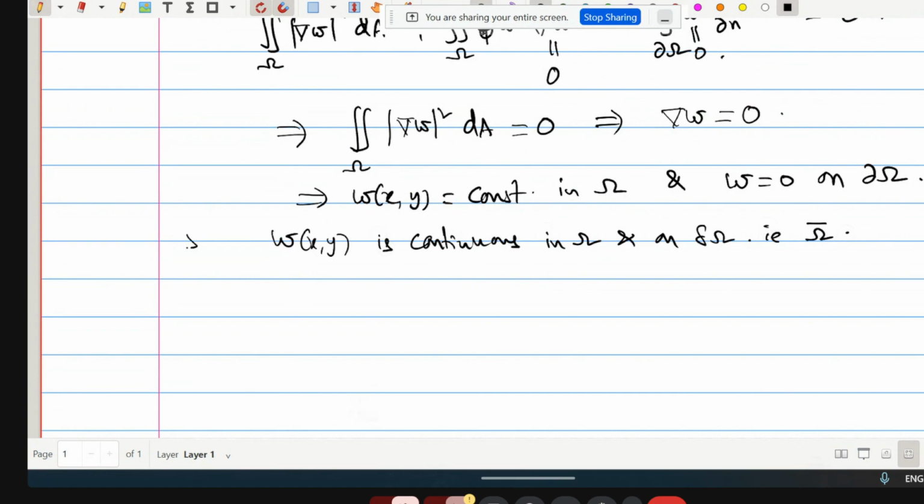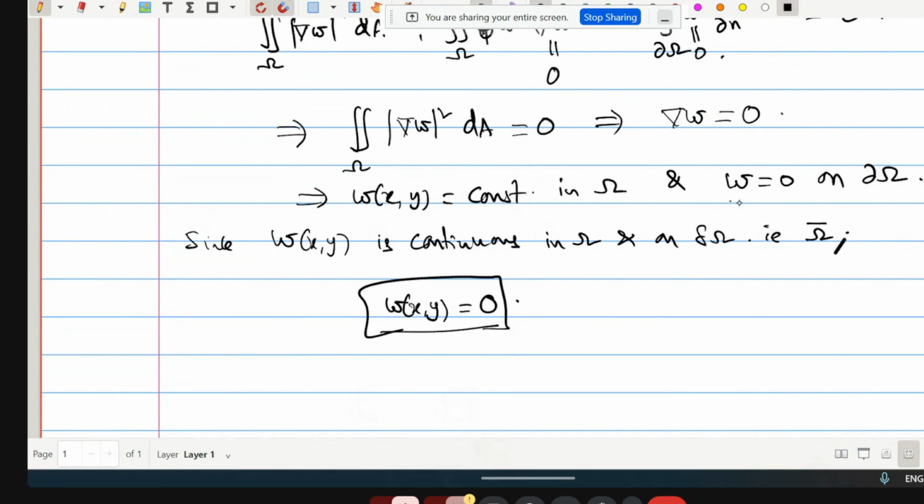Okay. So if W(x,y) is a constant, then it means any fixed number. So it is already continuous everywhere. If W(x,y) is equal to a constant, that means W(x,y) is equal to any scalar number.